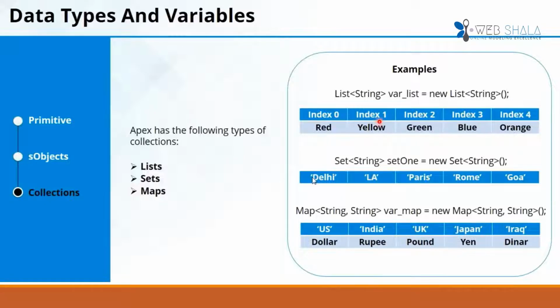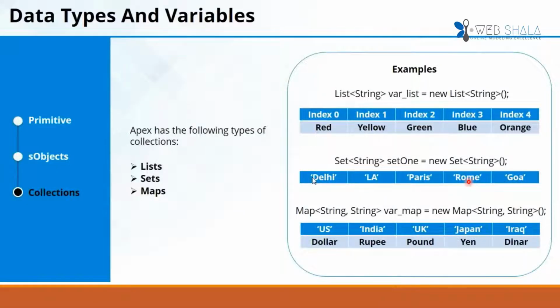Okay, my list is always ordered. I can guarantee that on index 2, green is there. I can guarantee index 4, orange is there. But in a set, nothing is guaranteed. It is just that you are putting something in the open.